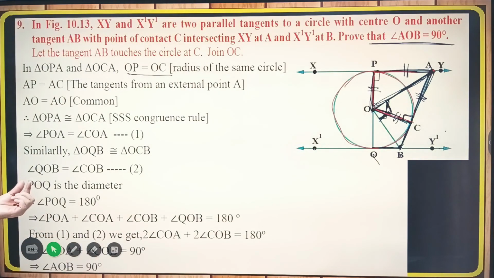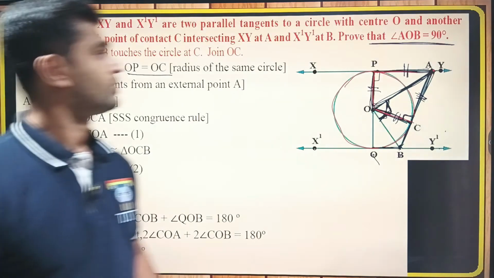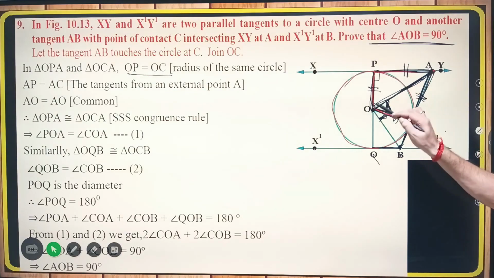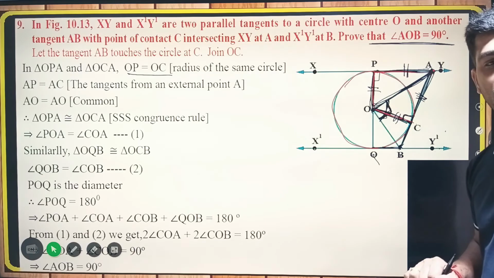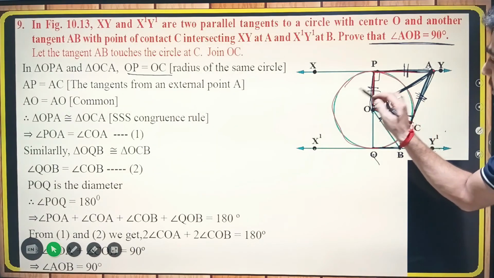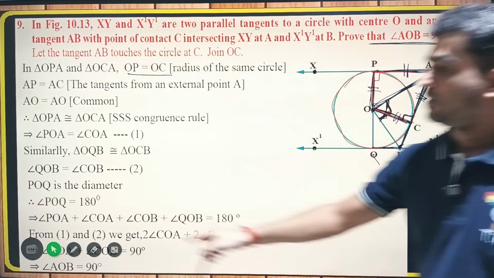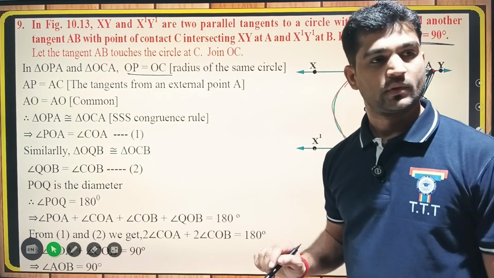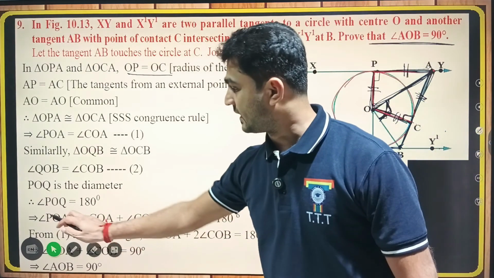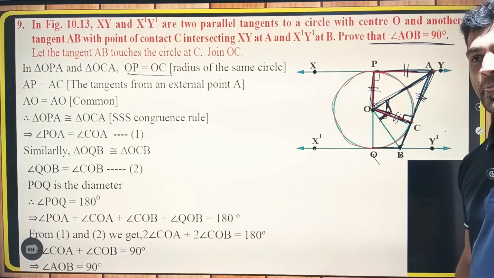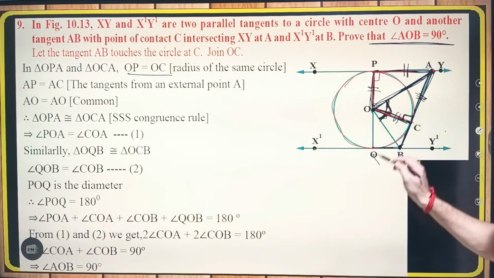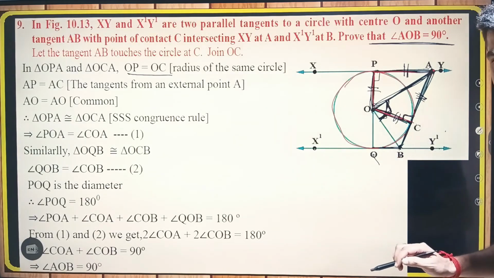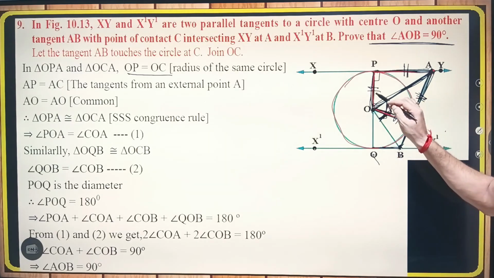So therefore POQ is a diameter. POQ is what? Circle diameter. Diameter means what? How much will it be? This whole angle POQ is 180 degrees. Clear? If that is 180 degrees, then I can say we can add everything. If this is POQ, look, I will add these. That is 180 degrees.